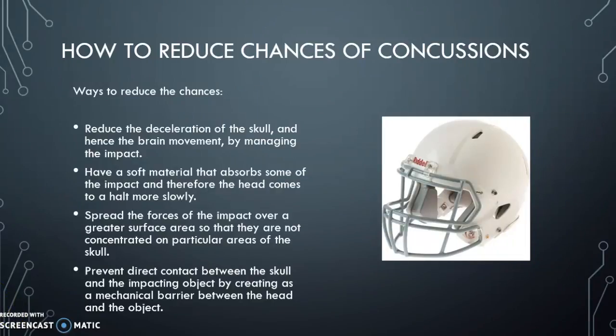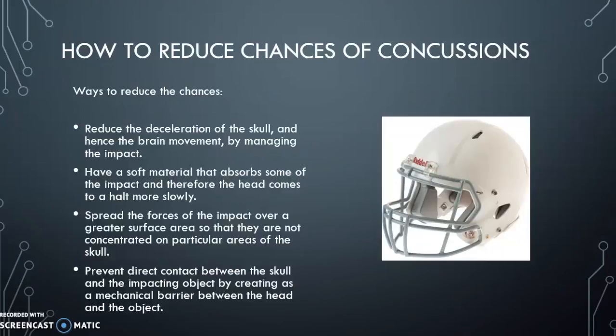How to reduce chances of concussions. We will now be shifting from the explanation of concussions to concussion prevention. To reduce the chances of concussion, this criteria must be met. Reduce the deceleration of the skull and hence the brain movement by managing the impact.